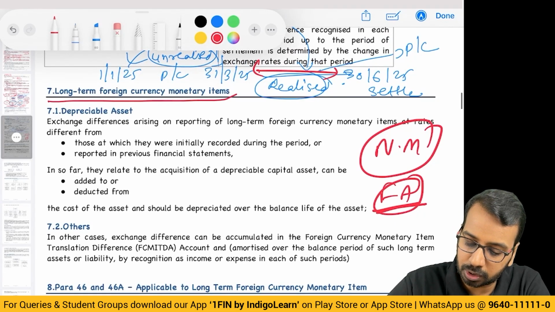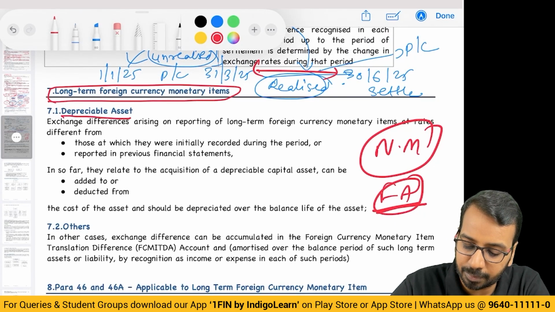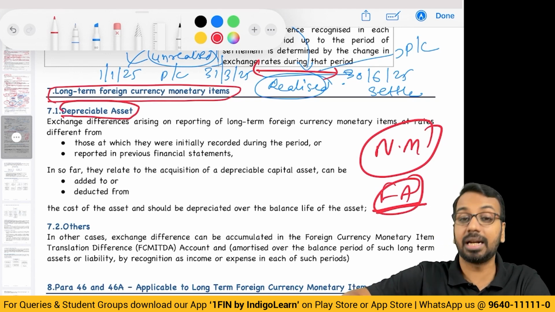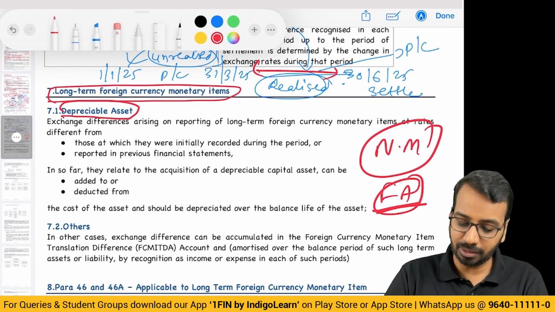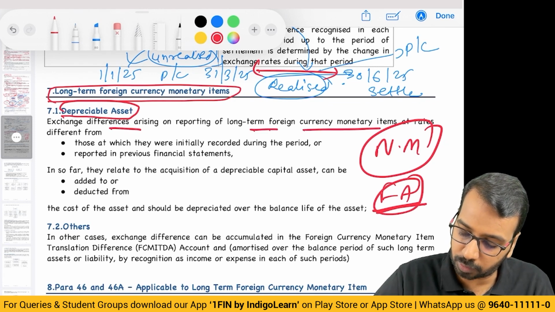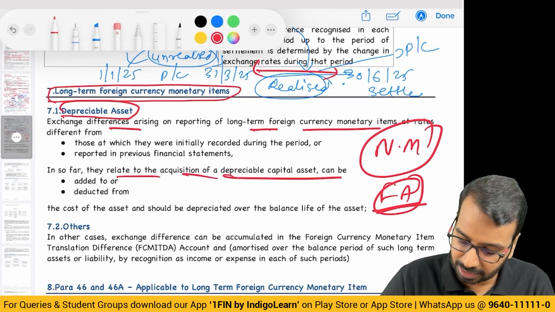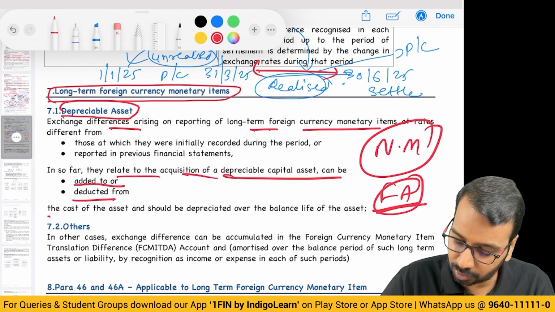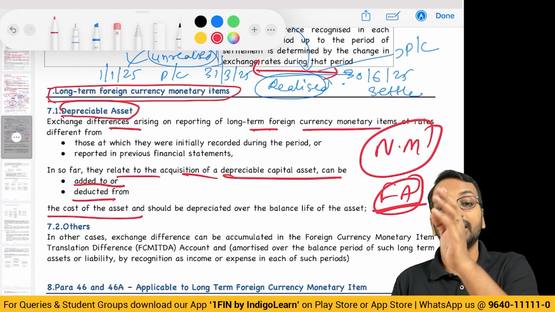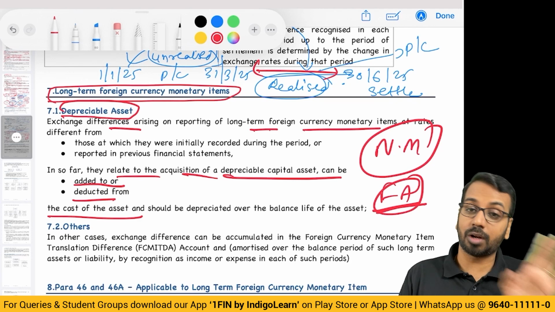If there is a long-term monetary foreign currency item related to a depreciable asset, I gave you an example of fixed asset, but now if it is related to a depreciable asset, then the exchange difference arising on reporting of long-term monetary items, if they are related to acquisition of a depreciable asset, can be added to or deducted from the cost of the asset, and subsequently depreciation will be calculated considering the revised cost. Sir, can we take it to P&L? Yes, that P&L option is always there.